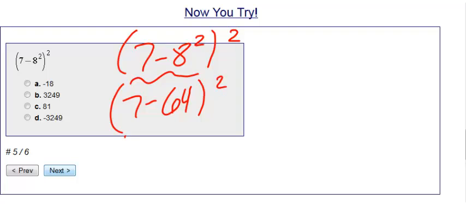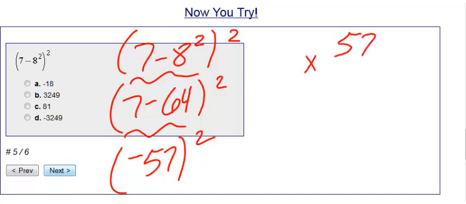Now I'm still doing this. 7 minus 64, I get a negative 57. Now I still have to square that. So negative 57 squared. And negative times a negative is positive. So I need to do 57 times 57.